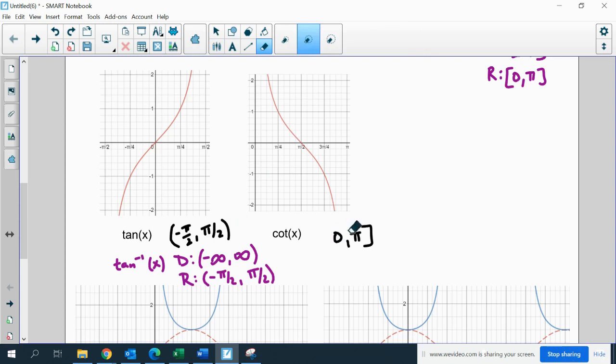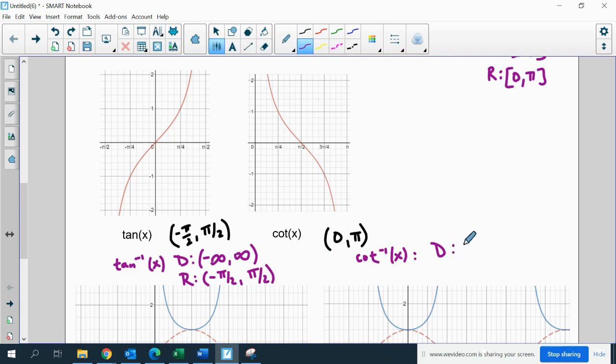Likewise for cotangent. So for arccotangent, the domain is once again going to be negative infinity to infinity, because there are no restrictions on the range of cotangent. So the domain of arccotangent is not going to have any restrictions. And then the range is 0 to pi.